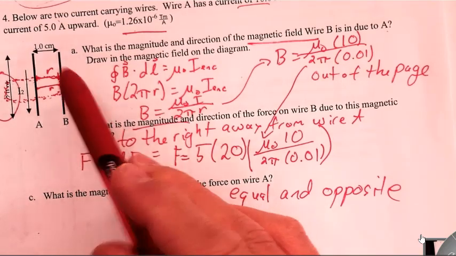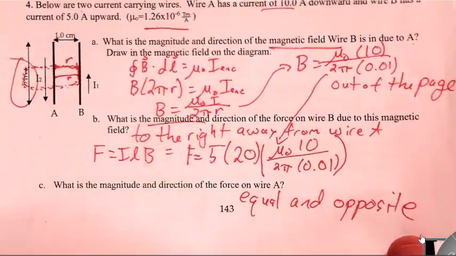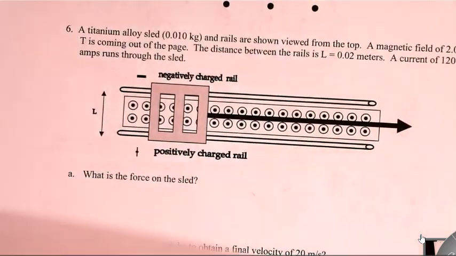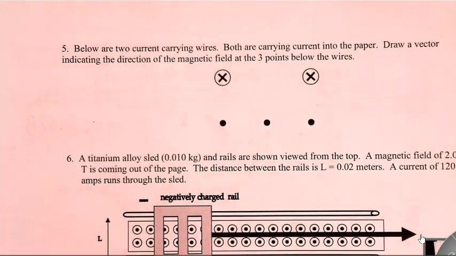That's going to be important. You're going to see this again and again and again. Two current-carrying wires that are parallel to each other. We'll see that. It's taking me forever. Okay, let's go a little faster maybe. Two current-carrying wires.